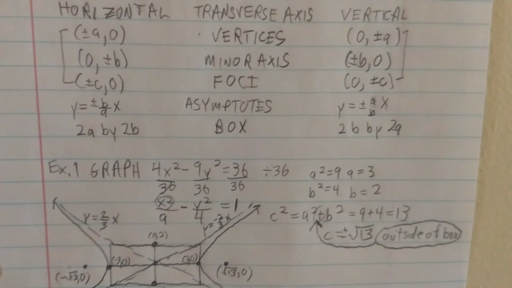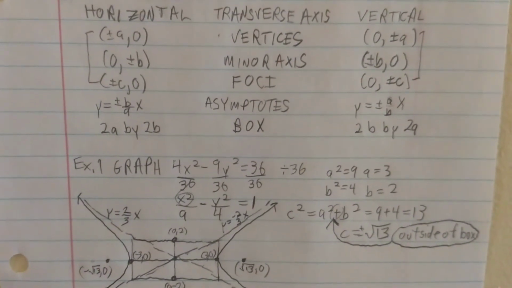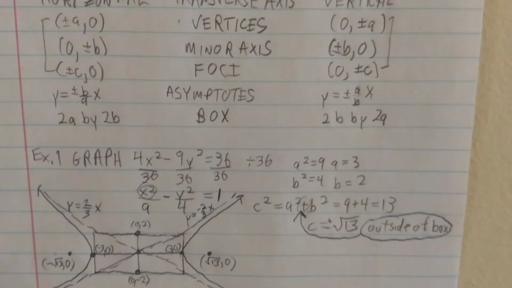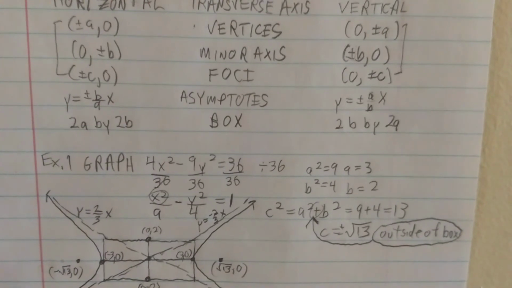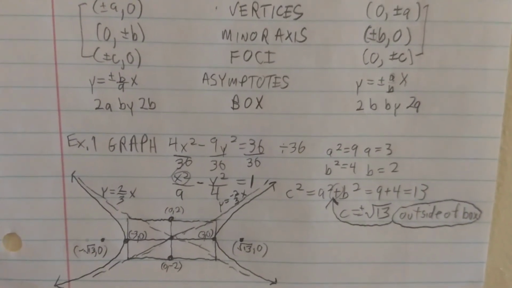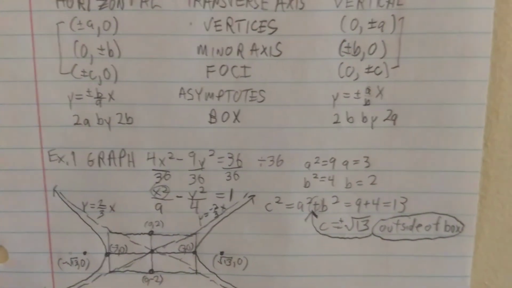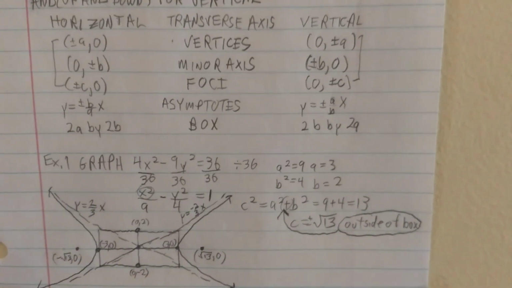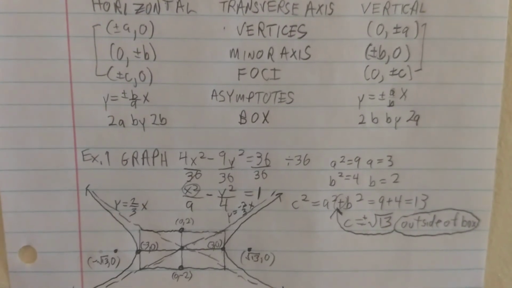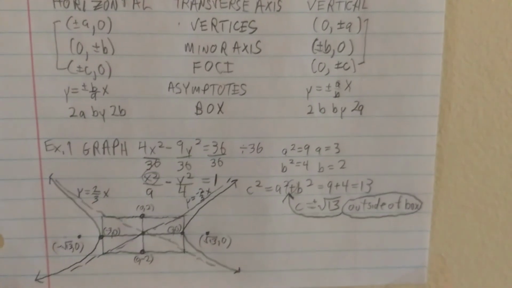The foci, remember, being on the same axis as the vertices a, are plus or minus c, 0 for horizontal and 0, plus or minus c for vertical. See, they're on the same axis. And the asymptotes for the horizontal are y equals plus or minus b over a, and for the vertical are y equals plus or minus a over b. And the box is 2a by 2b for horizontal or 2b by 2a for vertical.